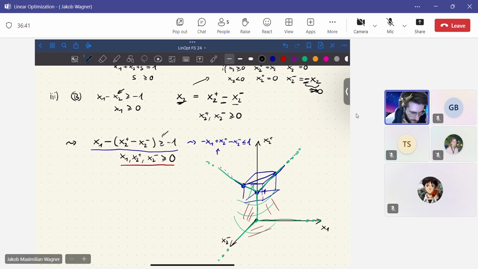Okay, so two important things to mention here. This correspondence of points in the old two-dimensional feasible set and the new feasible set is not one-to-one. So no one-to-one correspondence.